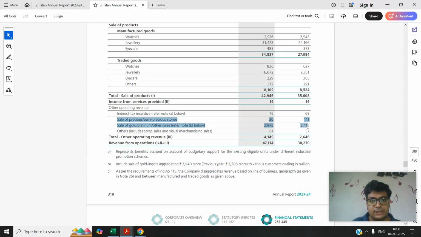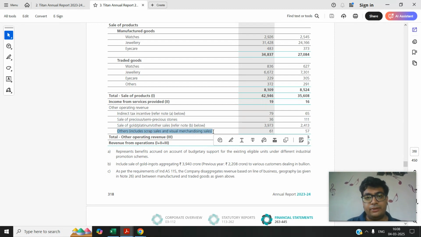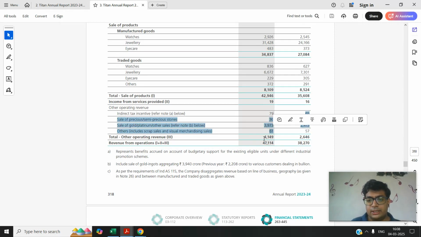Likewise, we all know Titan sells jewelry through Tanishq, but there is nothing stopping Titan from directly selling raw diamonds or gold bullion bars. So that will come here. Here you have jewelry, and here you have just raw gold or raw diamond being sold. Lastly, other sales. So look, Titan is a manufacturing company, and whenever you have any manufacturing operation, you would also have certain scrap that is generated, which also you will sell. So these are all your other operating revenue, and when you add this, it comes to 4,149 crore.